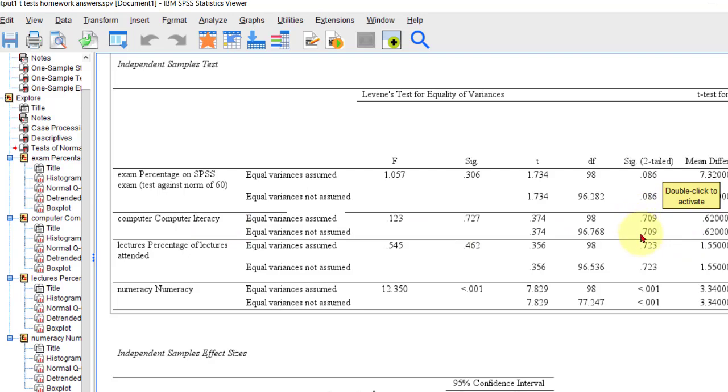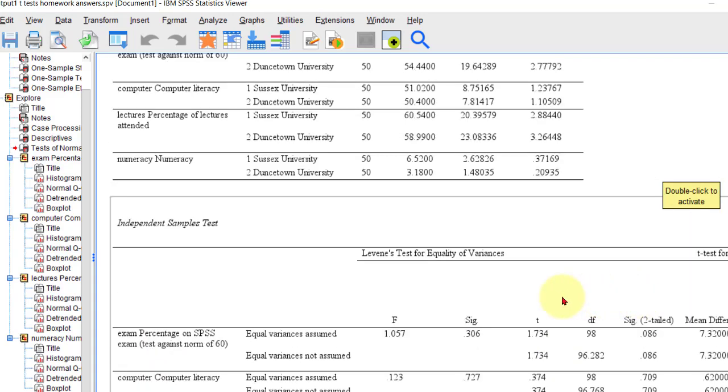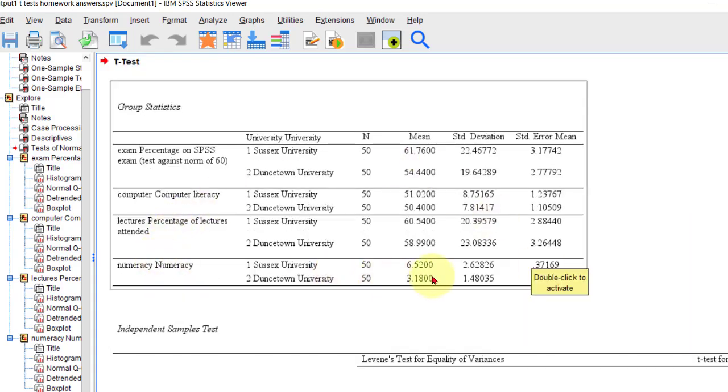Computer literacy, same thing, not less than 0.05, not significant. Lectures, not less than 0.05, not significant. But the numeracy, yes, there was a significant difference between the Sussex and the Dunstown students when it comes to numeracy. So once you get significance, you go back up here and you see who's significantly higher. So Sussex was significantly higher in their numeracy scores than the Dunstown guys.